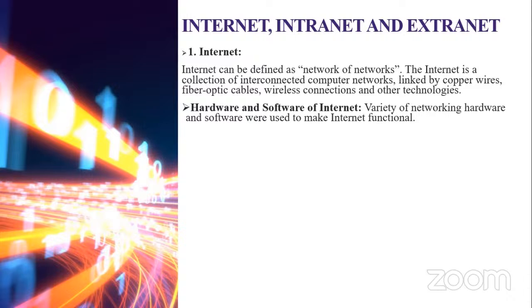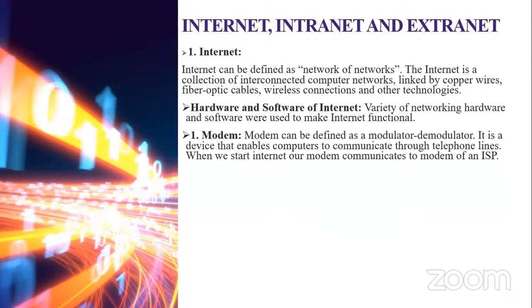What hardware and software are required for the internet? Some networking devices, hardware devices, and some software are needed for the internet to function. For example, a hardware device is the modem. If you want to connect to the internet through a telephone cable or broadband cable, you need a device called a modem. That is modulator and demodulator. That device enables computers to communicate through the telephone lines.